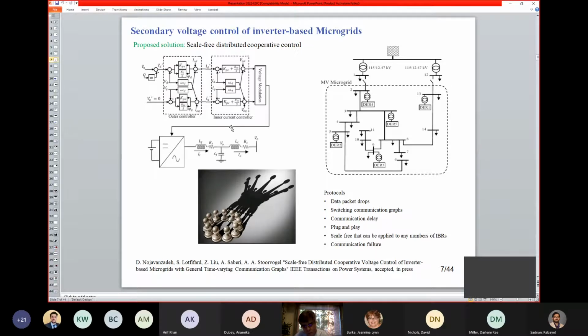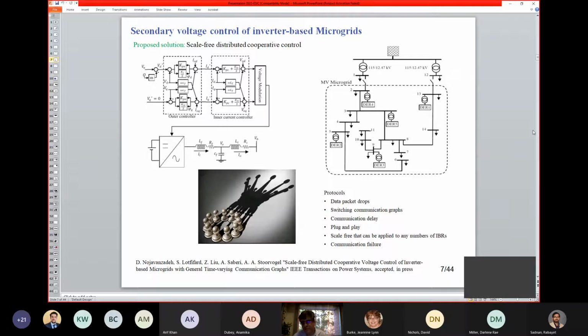We focus on voltage because voltage is more challenging as far as the coordination of the microgrid is concerned, but frequency is the same procedure. We can apply the same algorithm there. The idea was that we want to make sure that the inverters can exchange limited information with neighboring inverters and provide exactly the same solution as if you had a centralized controller.